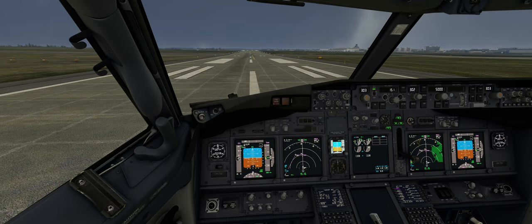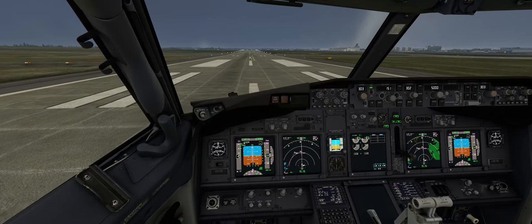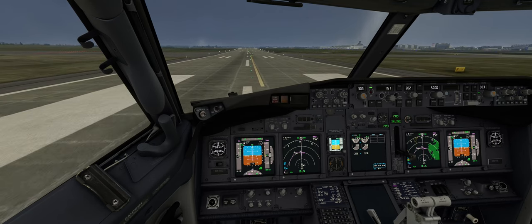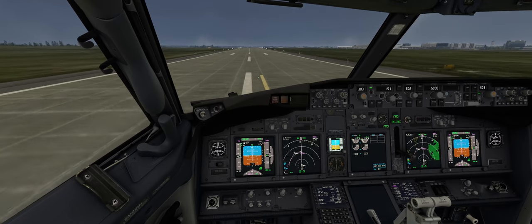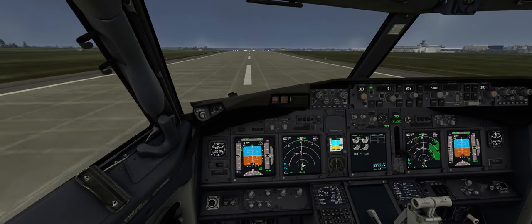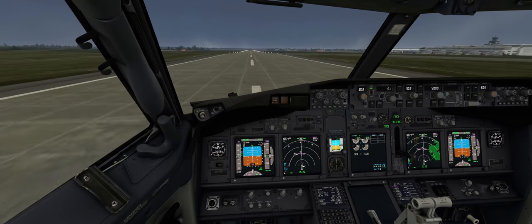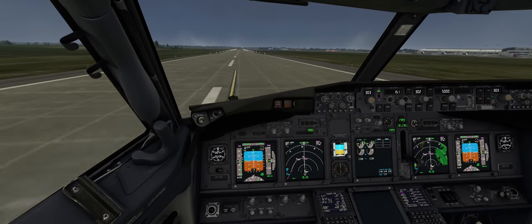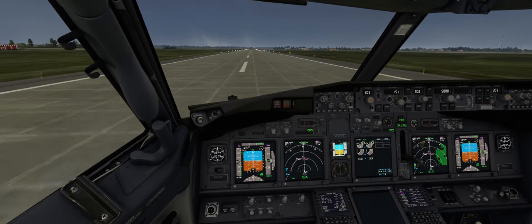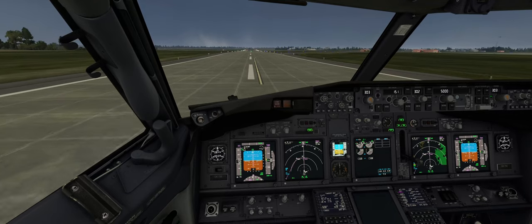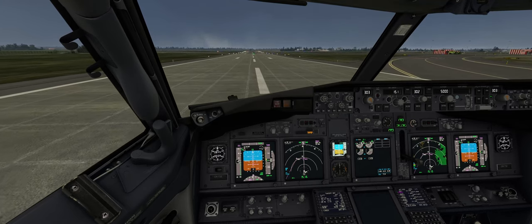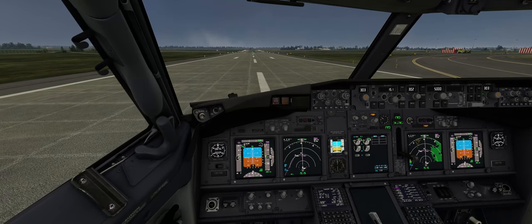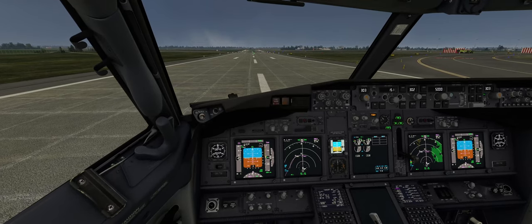Okay, so we have stable engines, so press the TOGA button. We have N1 TOGA, and now we can go. So we have 80 knots. Okay, stop. I will deviate a little bit because I don't have three hands, only one hand. So closing thrust levers, raising speed brakes, and then we have autobrake disarm, manual braking.